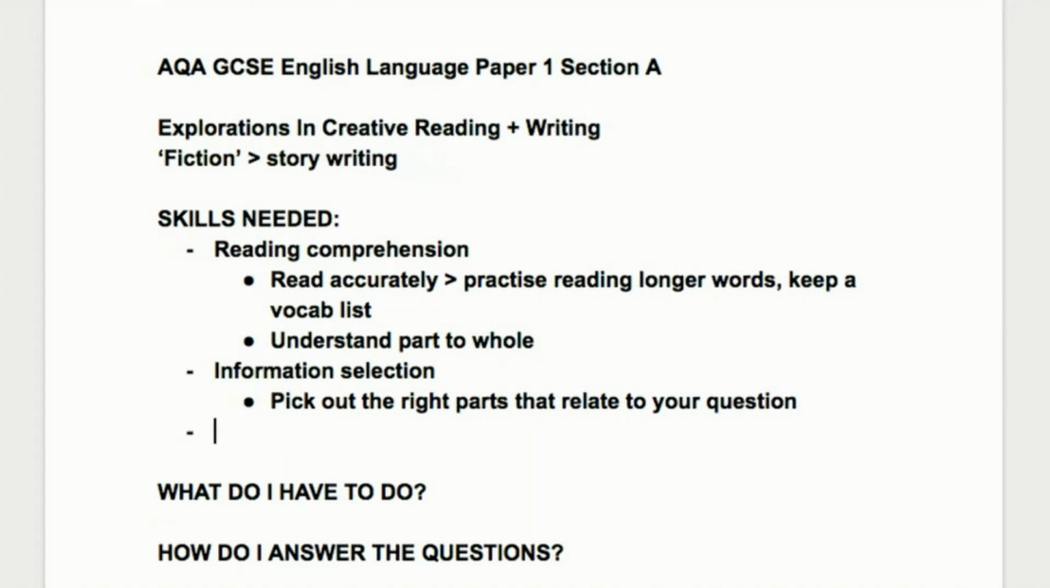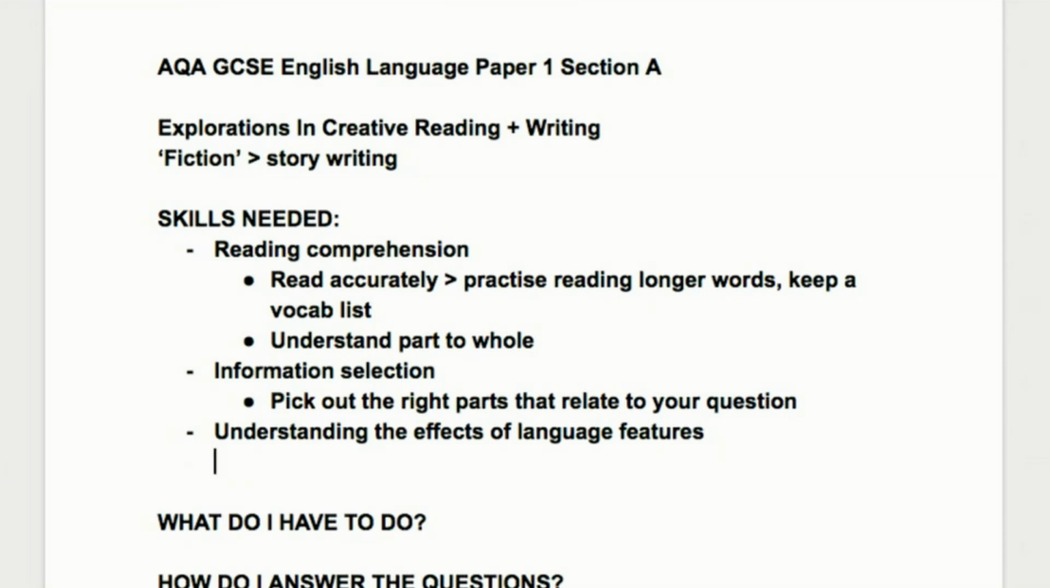Final skill I'm going to talk about now. There are more, but these are the 3 really key ones that I have in my head when I teach this paper. Understanding the effects of language features. A language feature is a technique that a writer uses to enhance the meaning of whatever they're writing. You will learn about them as you go through your English courses, things like metaphor, simile, alliteration. There are hundreds of language features, and the more you know and the more complex ones you know, the better. But when you're learning them, don't just learn what they are, learn what they do. That's really important.